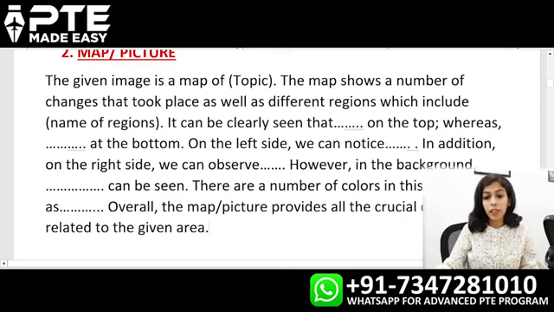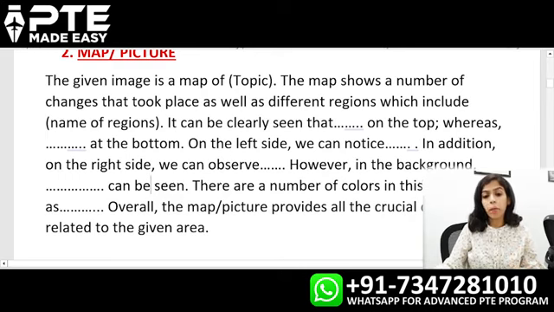Now coming to the left side. On the left side, we can notice this. In addition, on the right side, we can observe this. However, in the background, dash can be seen. Up here, I have used a passive structure. Last but not least, up here we are going to write there are a number of colors in this picture, such as this. If you find so many colors, you can simply use this particular sentence.